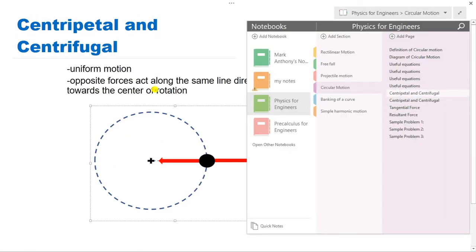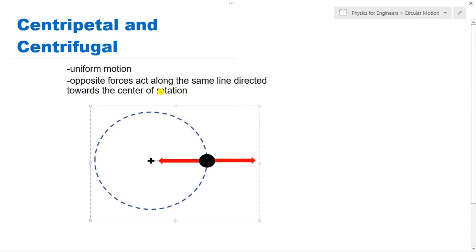let's go to centripetal and centrifugal force. So these are forces that can be applied for a circular motion that is uniform in nature. So dito, uniform motion. Meaning, it doesn't have any tangential acceleration. Kasi di ba, uniform motion meaning the velocity at a certain point along the circular path is constant. Therefore, we only have normal acceleration. We don't have any tangential acceleration.